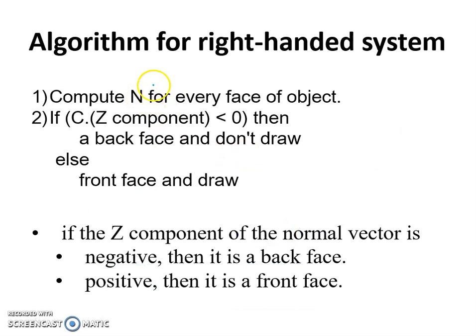So if we consider the right-handed system, then the algorithm for the backface detection for the right-handed system will have the pseudocode like this. First, compute n, that is the normal vector, for every face of the object. If the z component of n is less than 0, then it means that the particular face is a back face and we should not draw that face. Otherwise, that is a front face and it should be drawn because it is visible to the observer. That is, if the z component of the normal vector is negative, it is a back face, and if the z component is positive, it is a front face.